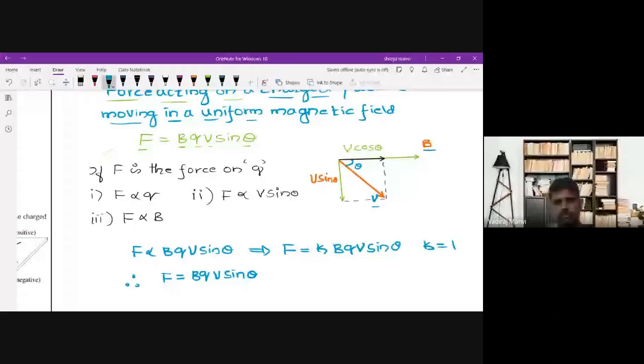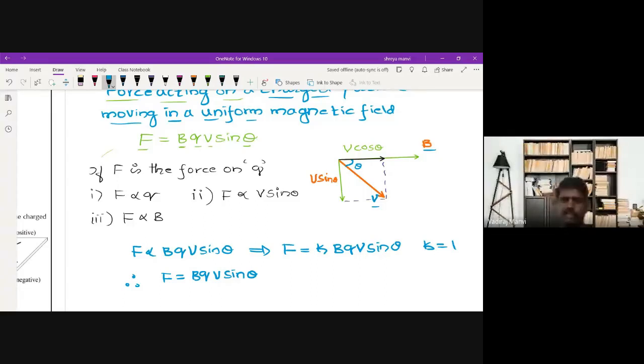So check the derivation, how the velocity has been resolved into 2 components. I told you 2 vectors are acting at some angle. To find out the resultant, I'm resolving the velocity vector into 2 components. One along the horizontal given by v cos theta, one along the vertical given by v sin theta. Keep in mind, wherever you show the angle, that component is always cos. And experimentally, they found that F is proportional to Q, F is proportional to V sin theta, F is proportional to B.